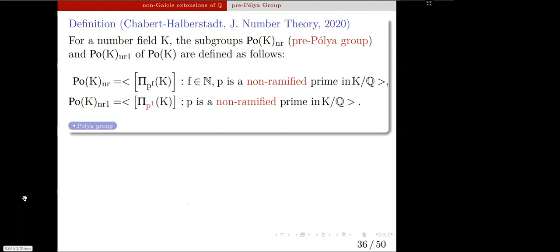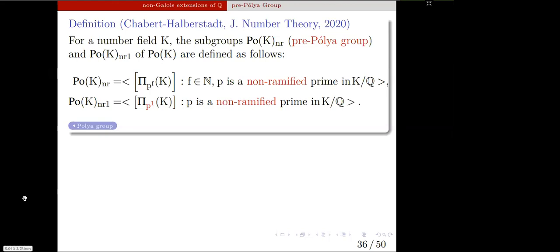Based on these remarks, recently Chabert and Halberstadt, as a generalization of Pólya's condition due to Zantema, defined the notion of the pre-Pólya group or non-ramified Pólya group of K, which is a subgroup of the Pólya group of K, and is defined to be the subgroup of Po(K) generated by all classes of Ostrowski ideals corresponding to all non-ramified primes in K. And as you see, for a Galois extension K over Q, the pre-Pólya group of K would be automatically trivial.